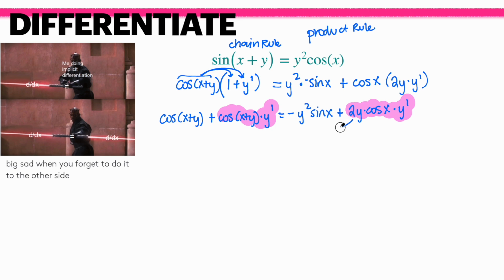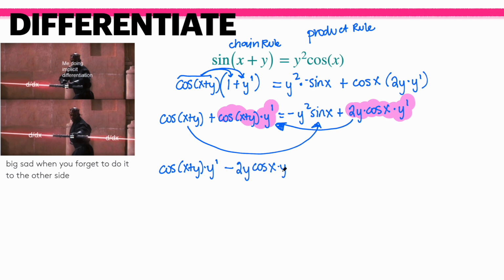I'm going to get this one on the left, so that the y primes will be together. And I'm going to go ahead and get anything that's not y prime to the right. So I got to get this to the right. So I'm going to have cosine of x plus y times y prime, that's this part right here, minus, because I had to subtract, 2y cosine of x times y prime.